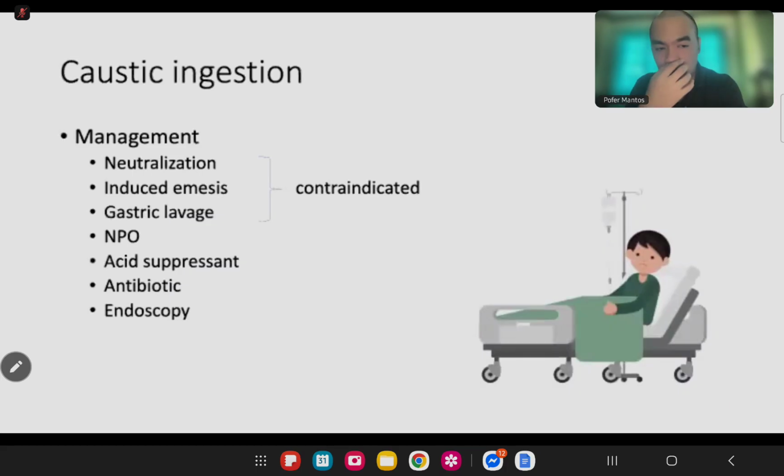So for management, before, some would induce emesis, do gastric lavage, or give milk just to neutralize the caustic substance. But now it is not recommended, even contraindicated. So what we usually do is just put the patient on NPO, put them on acid suppressants, and antibiotics, especially for those with severe symptoms. And do endoscopy so that we can grade the injury.